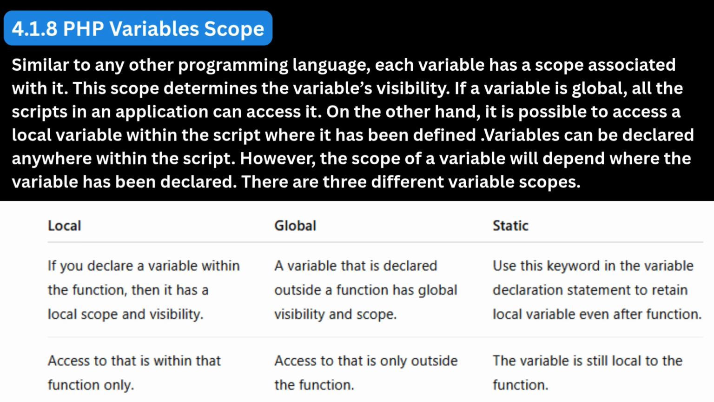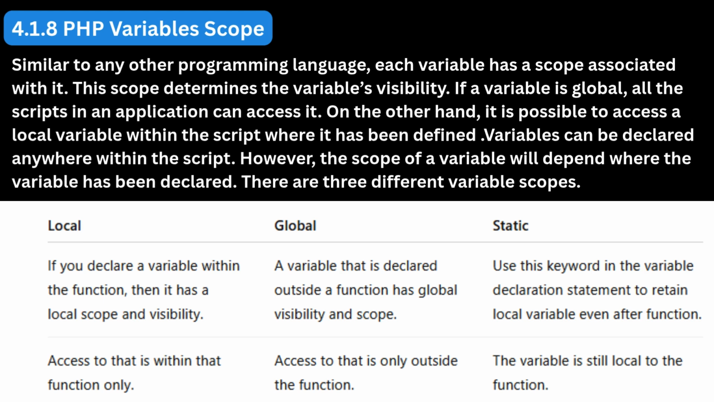Static scope. Now comes the static variable, which is quite interesting. Normally, when a function is executed, any variables declared inside it are destroyed once the function finishes running. But if you declare a variable using the static keyword, PHP remembers its value even after the function has ended. This means that when the function is called again, the static variable retains its previous value instead of resetting. For example, function counter() and static $num = 0.